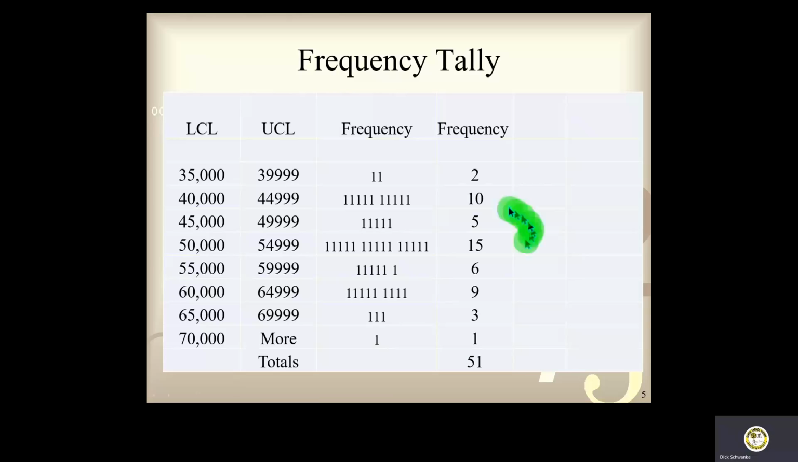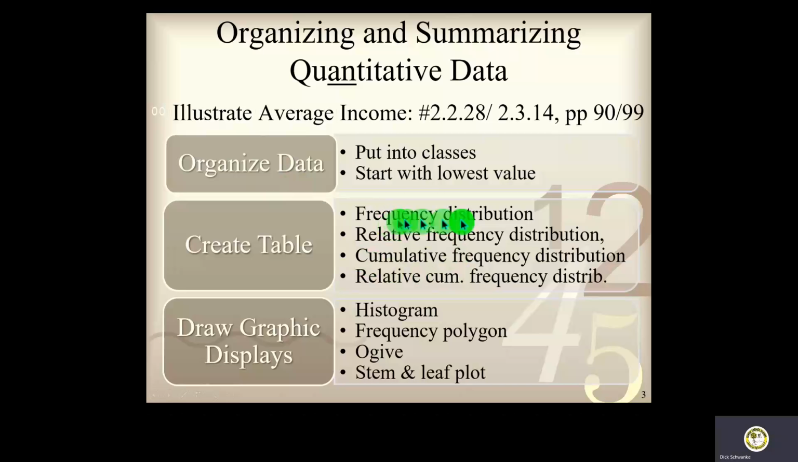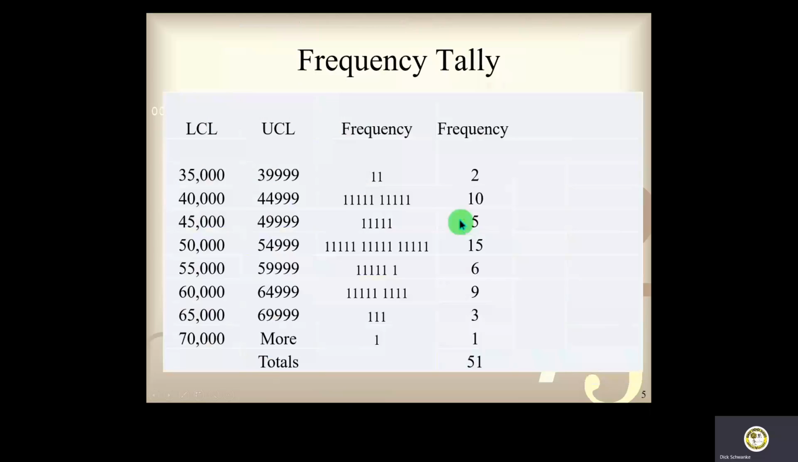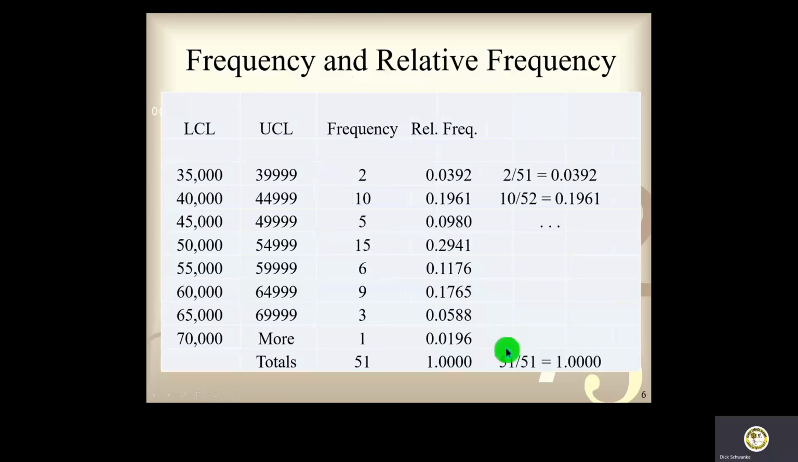Next piece I wanted, and that's it. So it said create a frequency table. Back here, create a frequency distribution table. There it is. Lower class limit, upper class limit. There's the frequency. At the bottom, I totaled it. Next thing we want to take a look at is the relative frequency. And that's simply how many of these are there compared to the total.